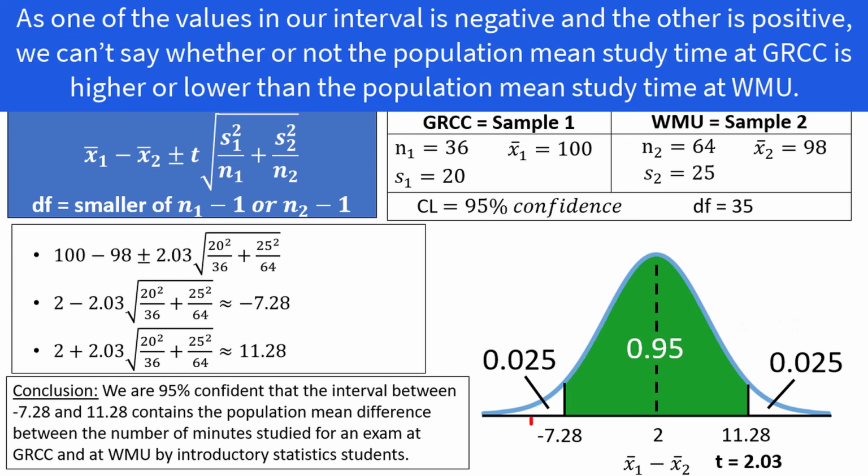Also, since one of the values in our interval is negative and the other is positive, we can't say whether or not the population mean study time at GRCC is higher or lower than the population mean study time at WMU.